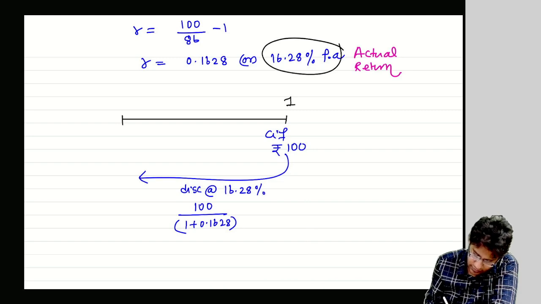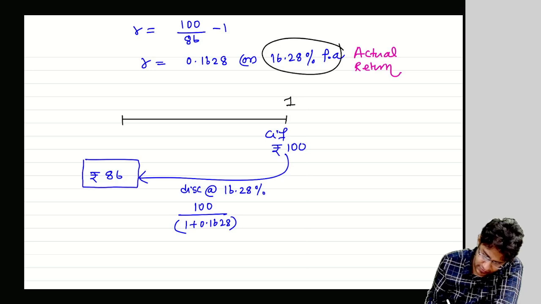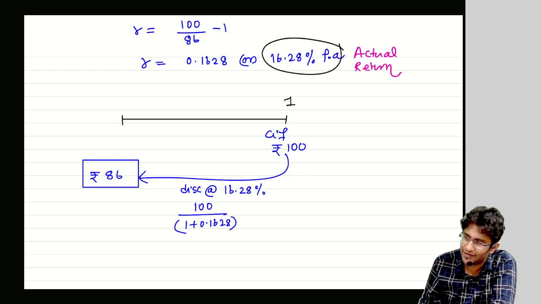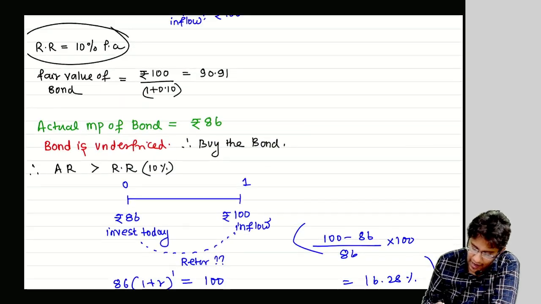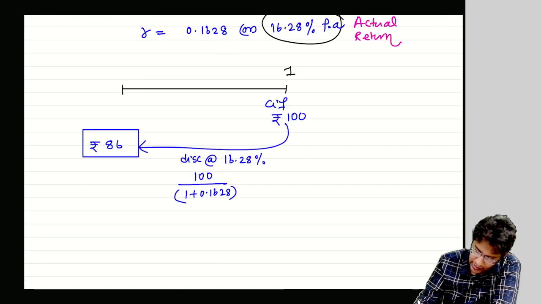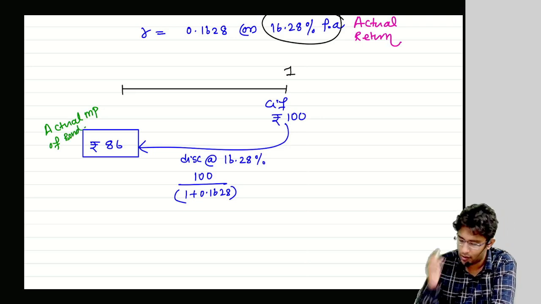$85.99999. What is 86? That I know. What is 86? That is your actual market price of the bond. So 86 is your actual market price of the bond.